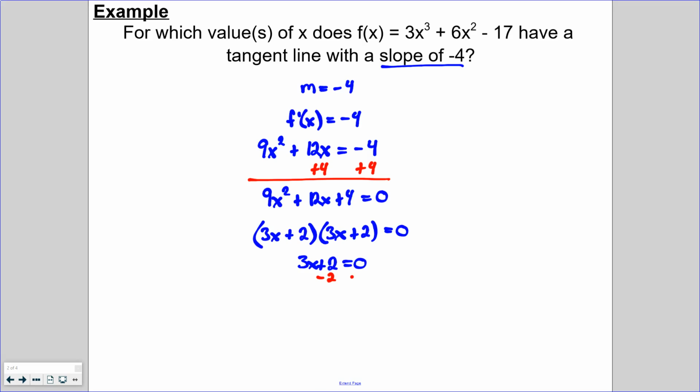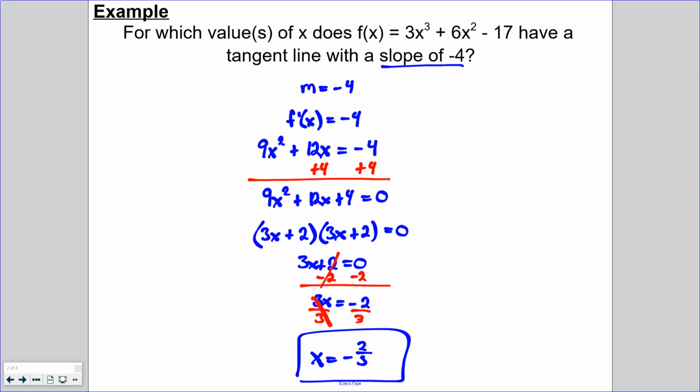So we'll subtract 2 from both sides to get the 3x by itself. Then we'll have 3x is equal to negative 2. Divide both sides by 3 to get the x by itself. And voila! We found our x value on our function where the tangent line at negative 2/3 will have a slope of negative 4.